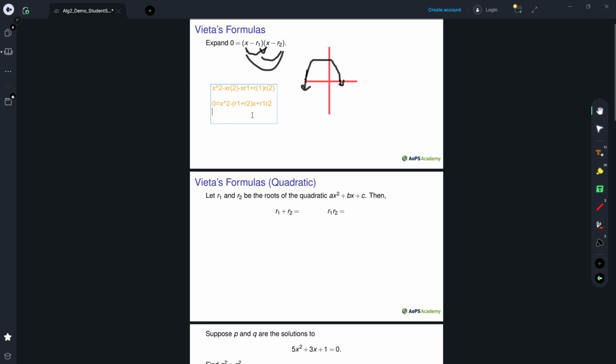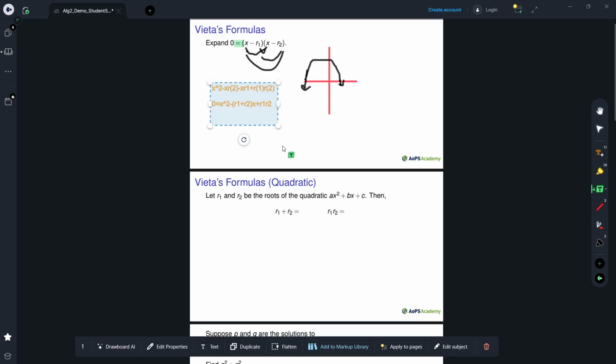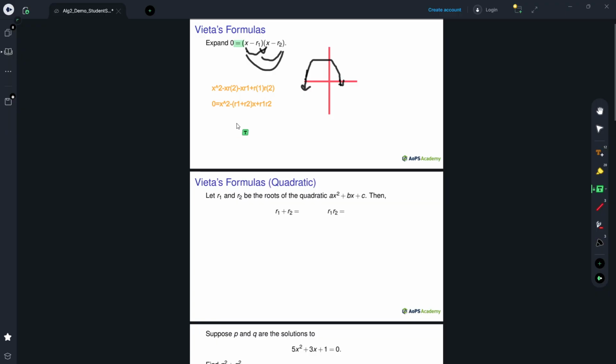So basically, let me set another text box here. Oh, this is the wrong button. So this is going to be the sum.